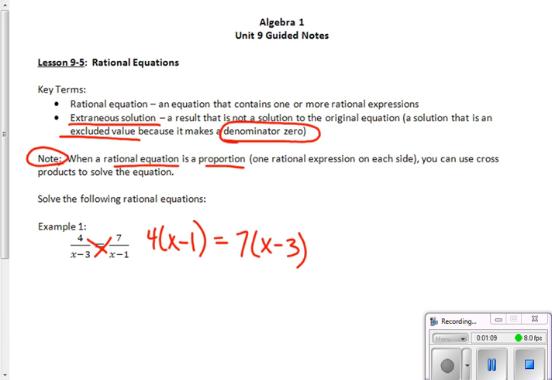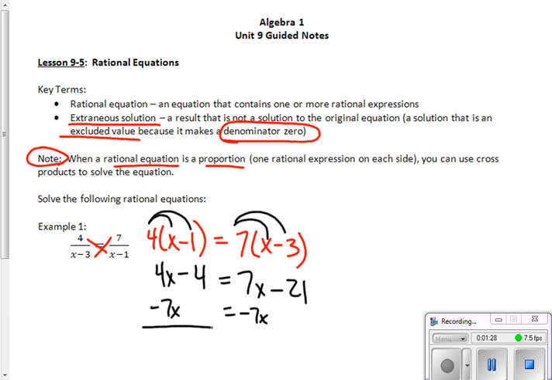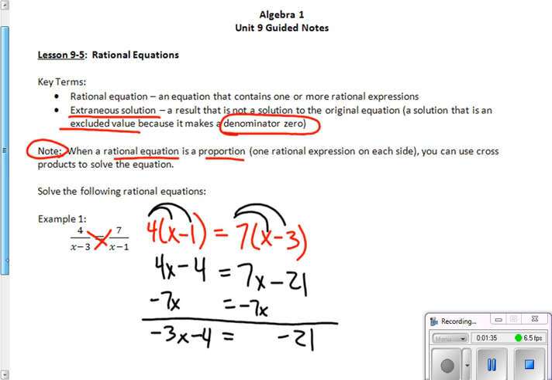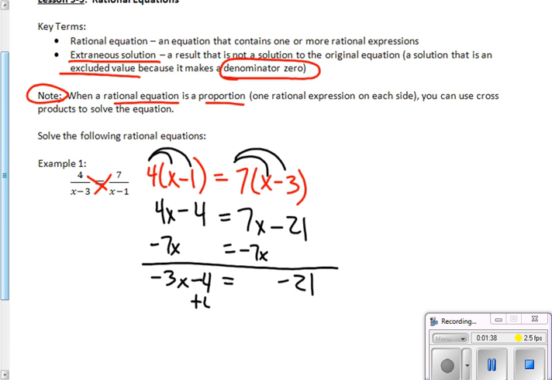Go ahead and do your computation here. Distribute, we have 4x, negative 4, 7x, and negative 21. And you have to get x by itself here. So I'm going to subtract 7x, and I would have negative 3x, drop down negative 4, drop down negative 21. Get x by itself. Add 4 to both sides. We have negative 3x equals negative 21 fourths.